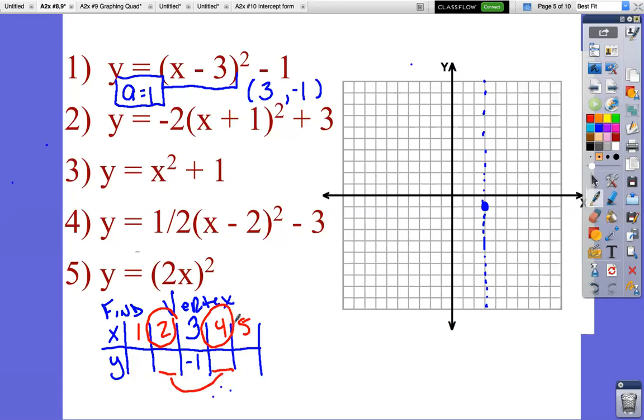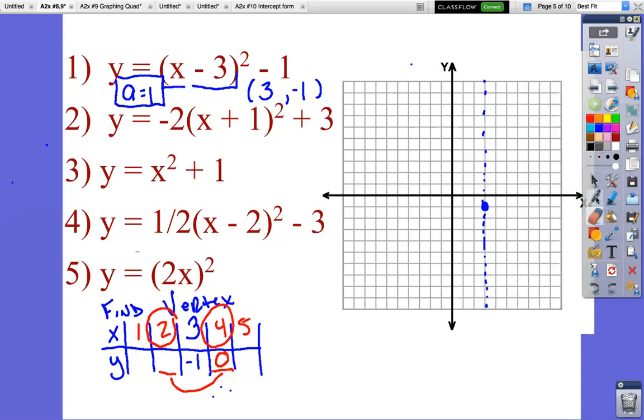The only way to do this by making a table is to plug these in. Well, let's plug in 4. When you plug it in, you are only plugging it in for the x value. What is 4 minus 3? 1. And what's 1 squared? 1. And 1 minus 1 is 0. 0. Now let's plug in 2 and see what happens.